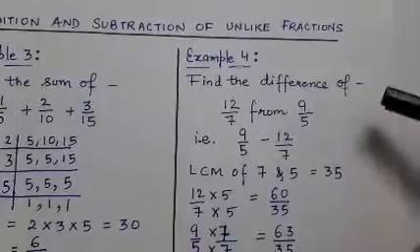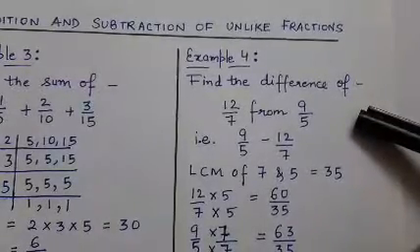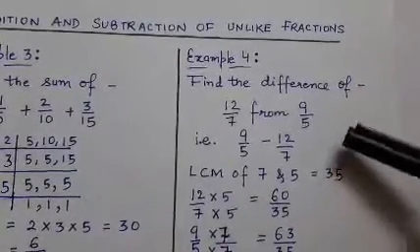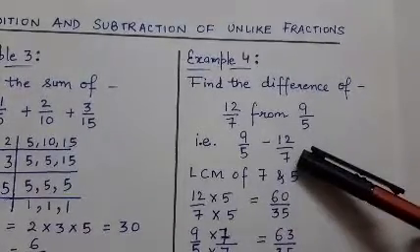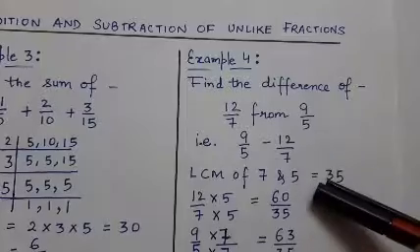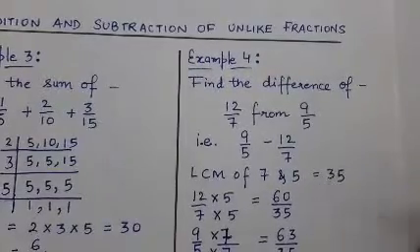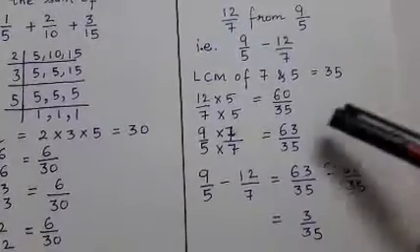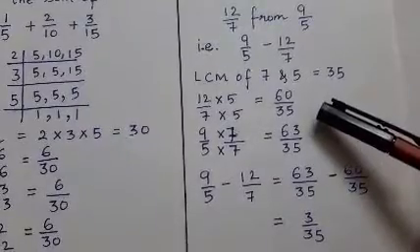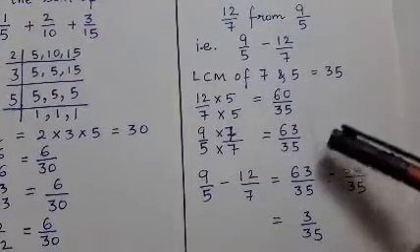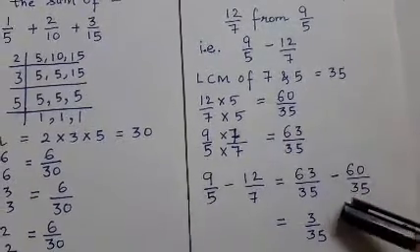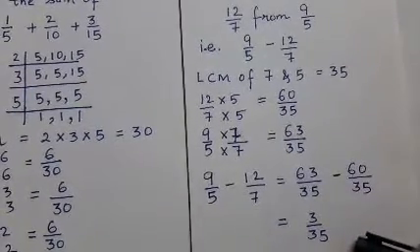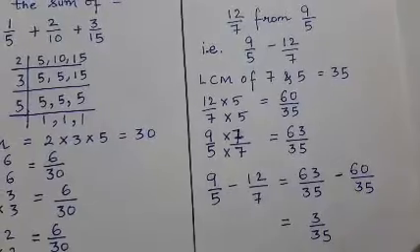Now let us look at example 4. Find the difference of 12 upon 7 from 9 upon 5. Again, 9 upon 5 will be the first fraction and 12 upon 7 will be the second fraction. So the LCM of 7 and 5 is 35. After multiplying, we found 60 upon 35 as the first like fraction and 63 upon 35 as the second like fraction. So we have subtracted and the final answer is 3 upon 35.